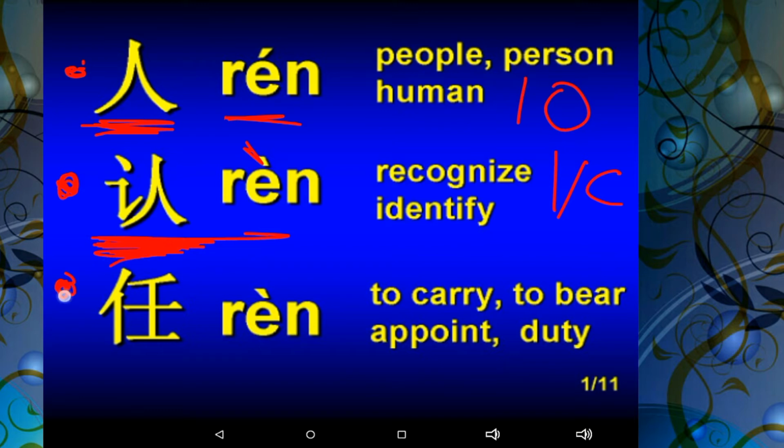Moving along to our third character that we're going to learn is Ren. Ren, that is a fourth tone character. That's a falling tone, okay? Ren, Ren. And that means to carry, to bear, or to appoint and duty.